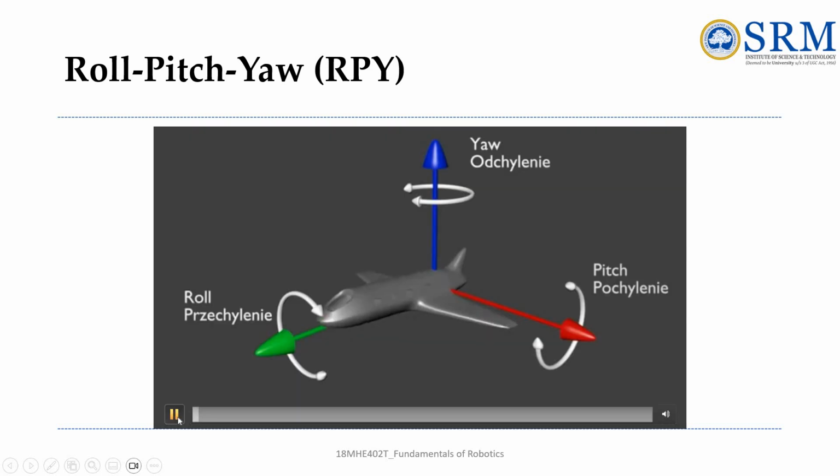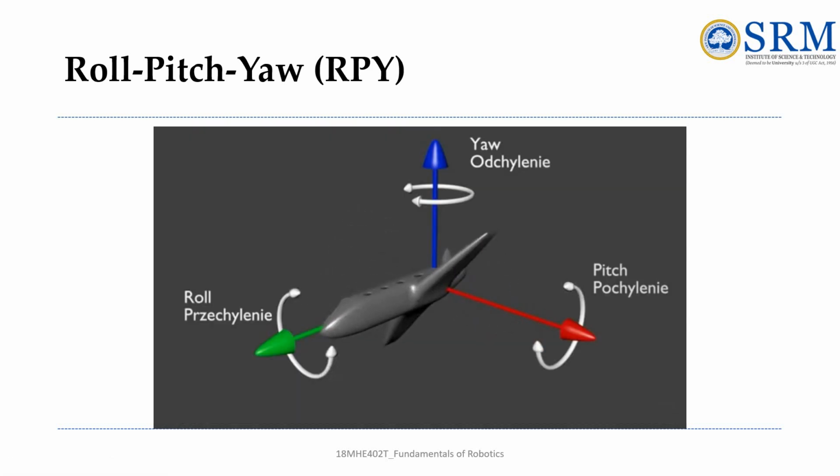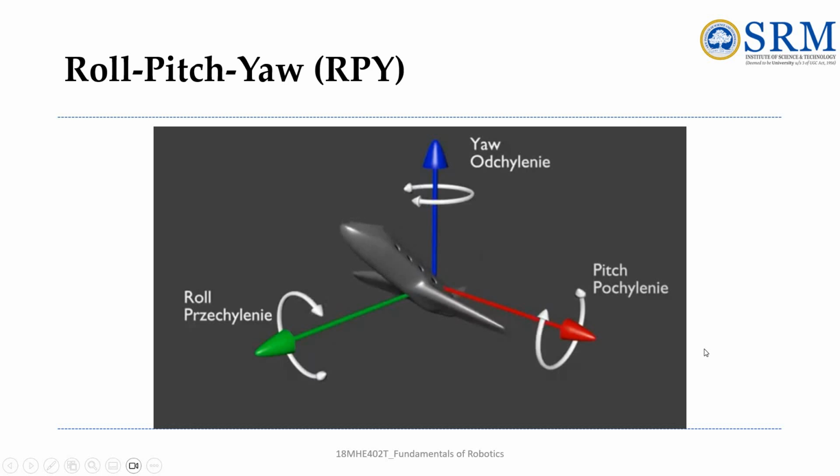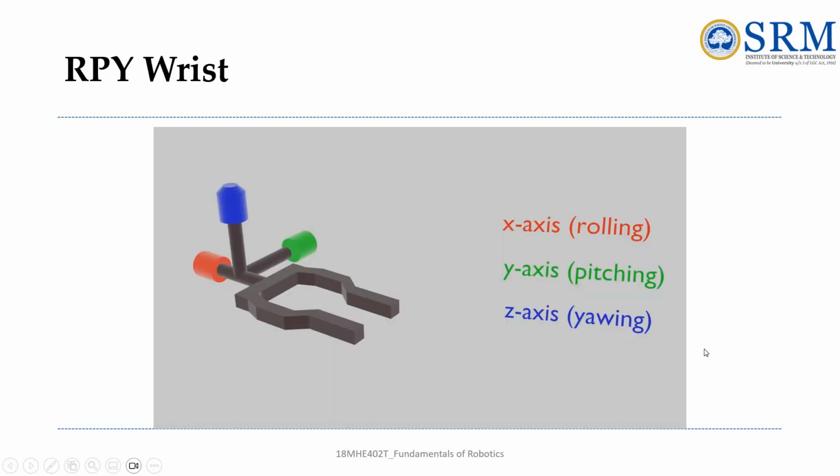So we know that a roll moment is along, so pitch is y-axis and roll is z-axis and yaw is x-axis. Okay, so now we'll see RPY wrist. Okay, so you know this RPY wrist can be described using the DH parameters as well.